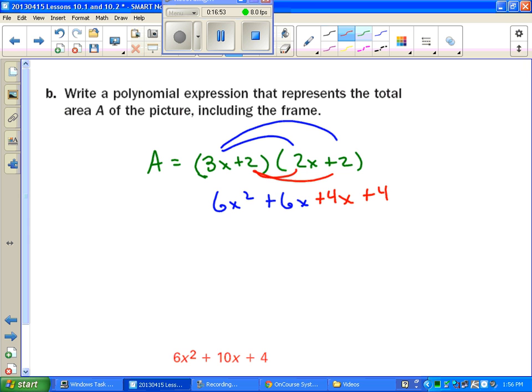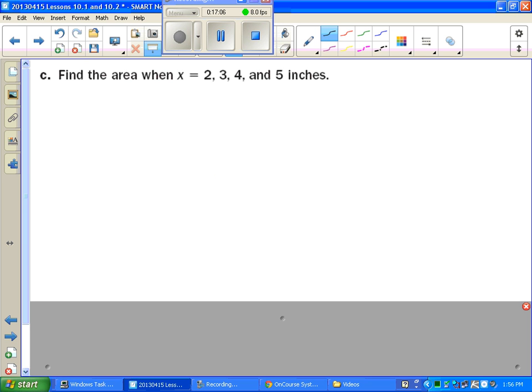All you have to do is combine your like terms, 6x and 4x, and you get 6x squared plus 10x plus 4. So 6x squared plus 10x plus 4.